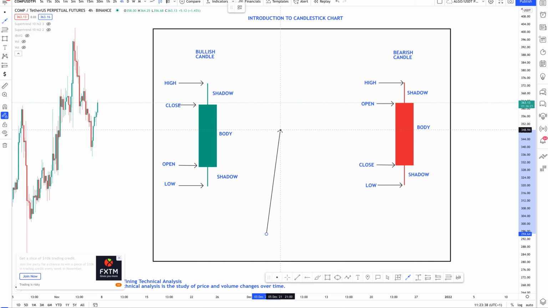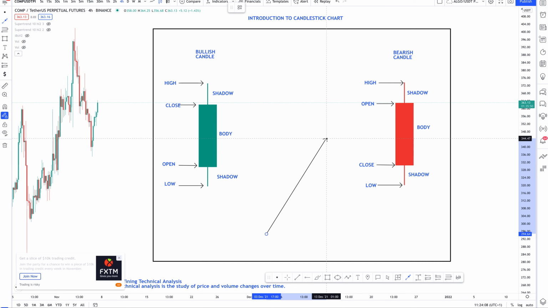Whether you're using the traditional colors, where green is the indication of a bullish candle, a candle that moves upwards, and the bearish candle is traditionally represented by the red color, it means it's a bearish candle, which opens from the top and closes below.